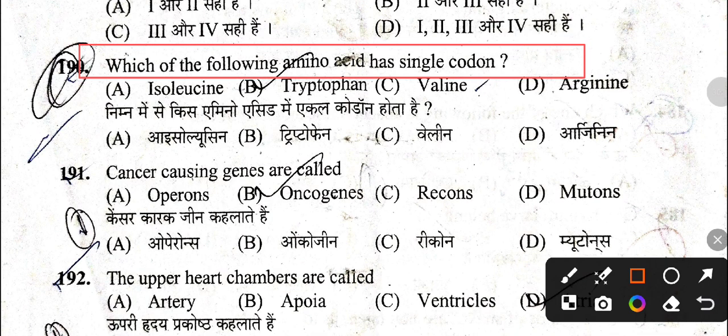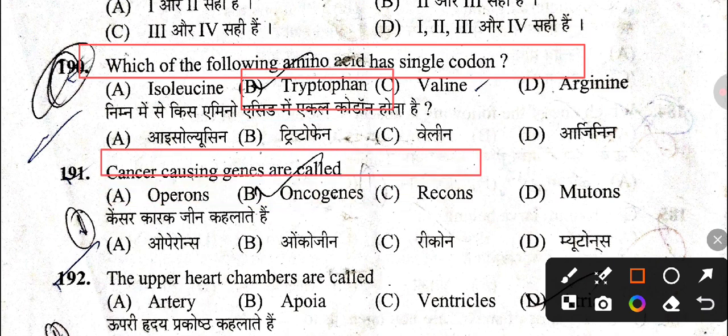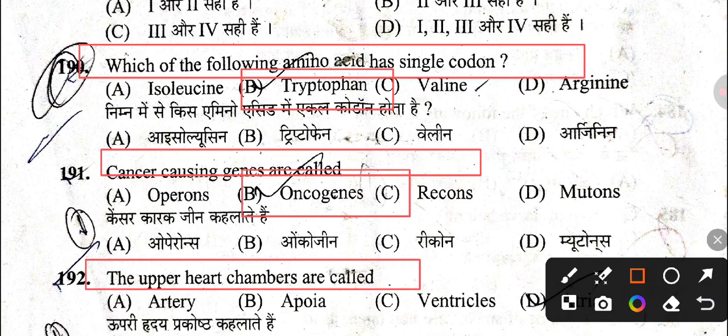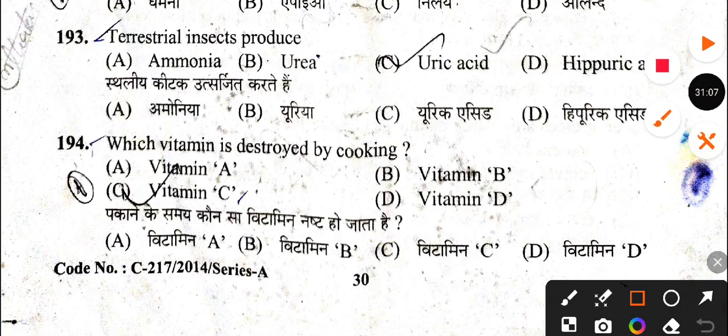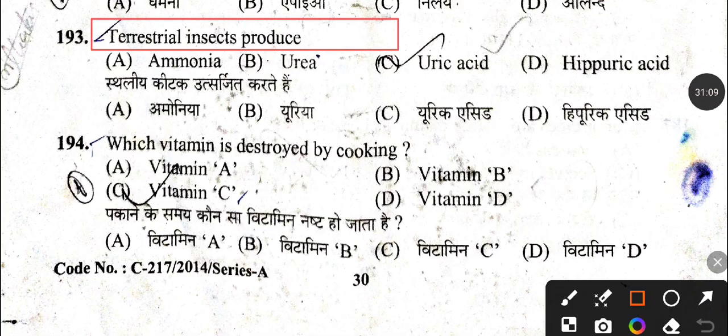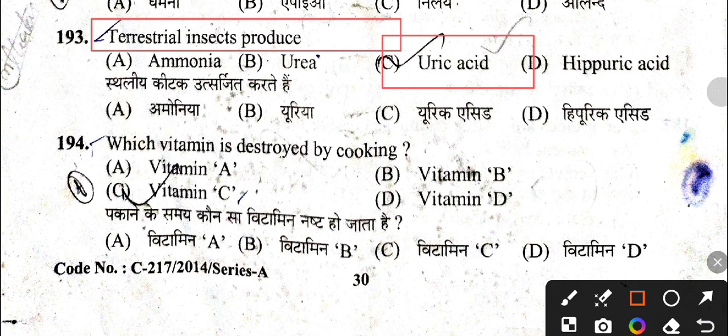Cancer causing genes are called oncogenes. The upper heart chambers are called auricle or atrium. Terrestrial insects produce uric acid. Which vitamin is destroyed by cooking? Vitamin C.